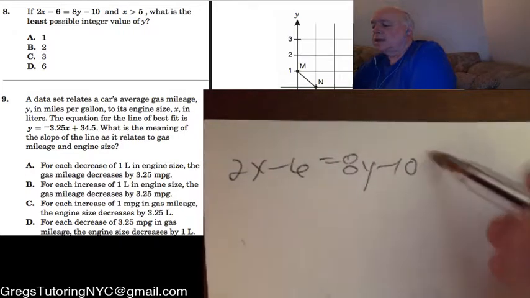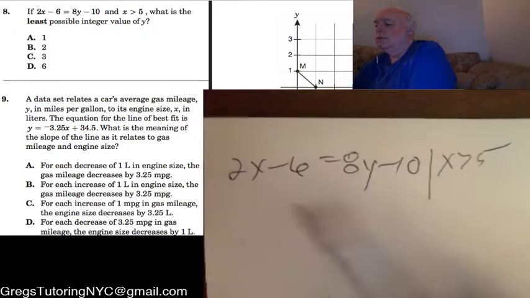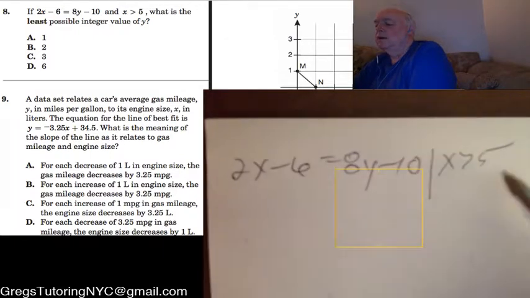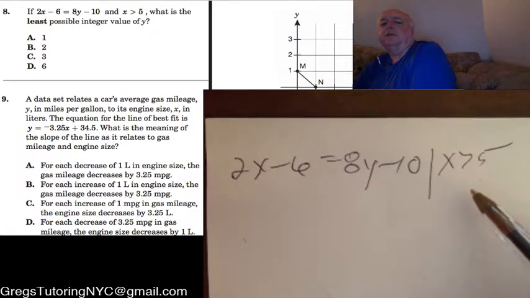There's also a second given, which is that x is greater than 5. So they're giving us something to solve. It's an algebraic problem, and they give us x greater than 5. And they're asking, what is the least possible integer value of y?